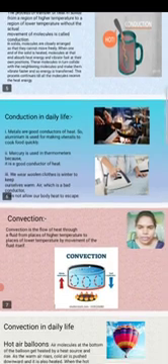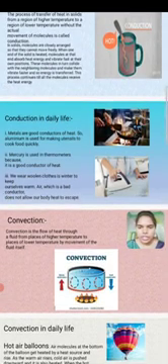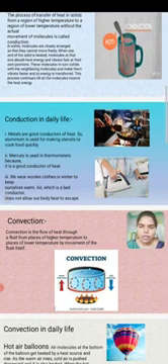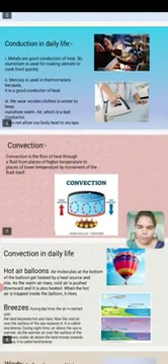Conduction in daily life. Metals are good conductors of heat, so aluminum is used for making utensils to cook food quickly. Mercury is used in thermometers because it is a good conductor of heat. We wear woolen clothes in winter to keep ourselves warm. Air, which is a bad conductor, does not allow our body heat to escape.